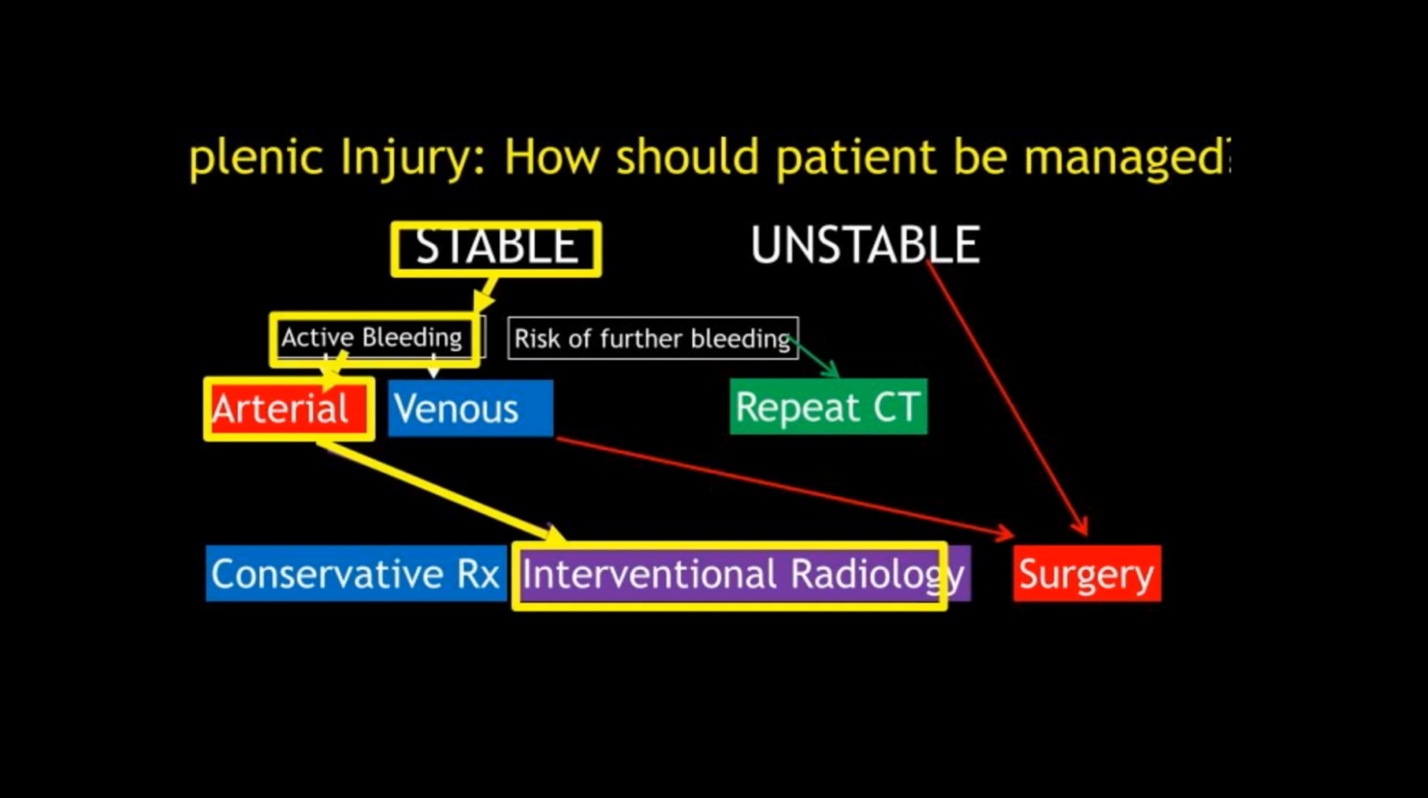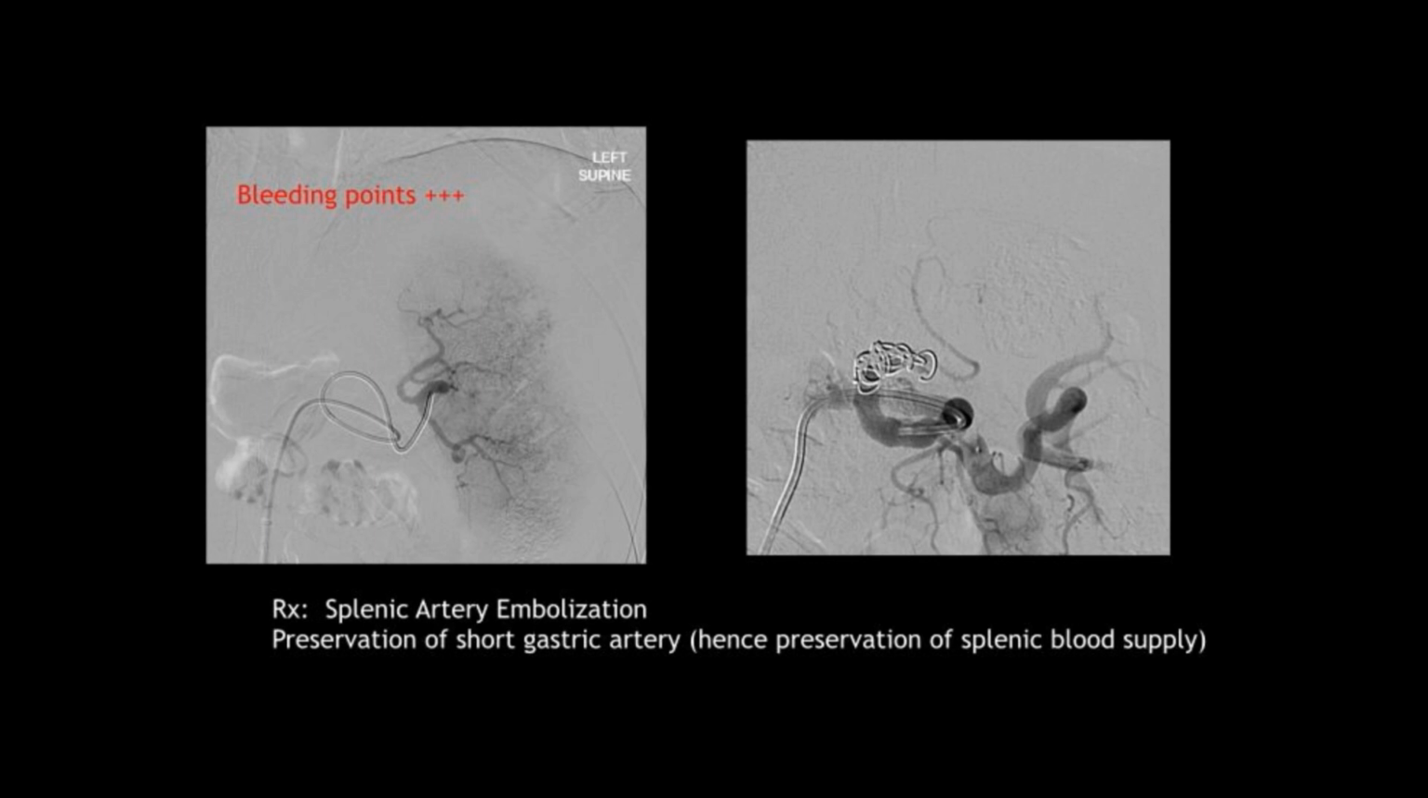Well, the good news is he's stable, but he's got active bleeding, hasn't he? So he's got arterial active bleeding. He's a perfect candidate for interventional radiology. And so he had embolization. You can see the multiple bleeding points when he went for embolization.